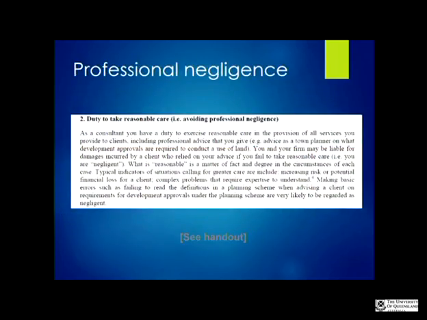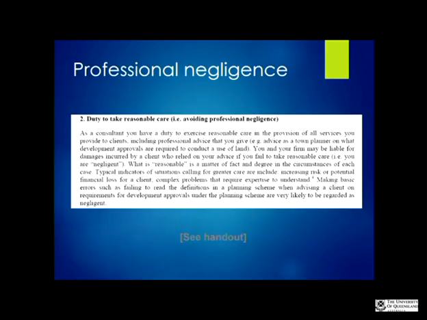Professional negligence is another very significant area, and this is the idea that you must take reasonable care. Okay, so again, it's not a standard of perfection. People do make errors, but you have to take reasonable care in providing advice, reasonable care in providing services to your clients. So if you're providing professional advice, then you have to take reasonable care to make sure your advice is correct.